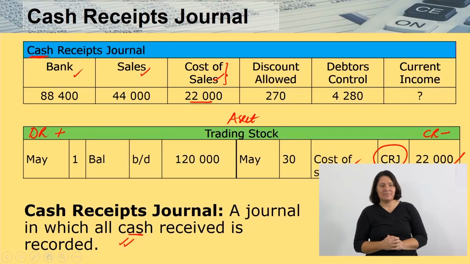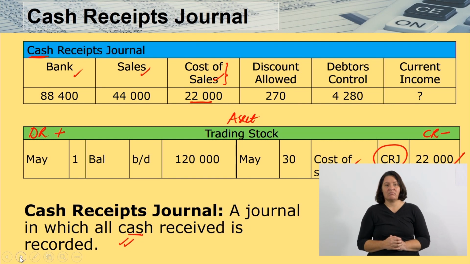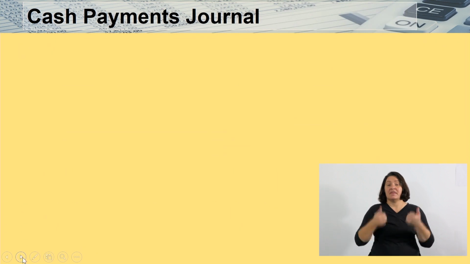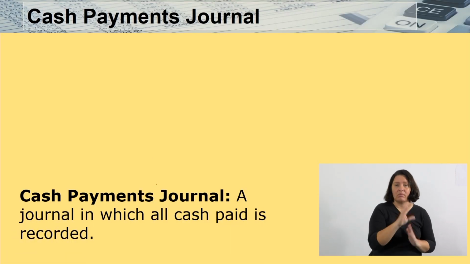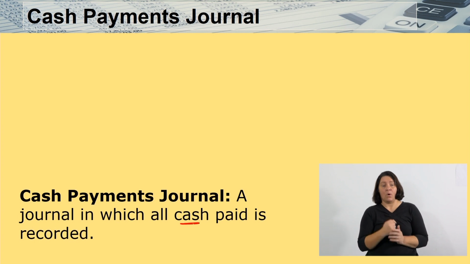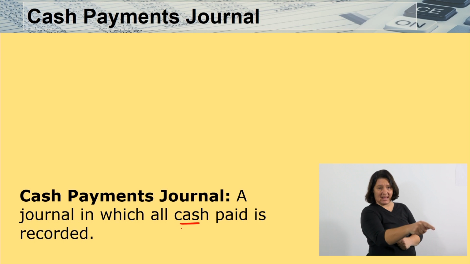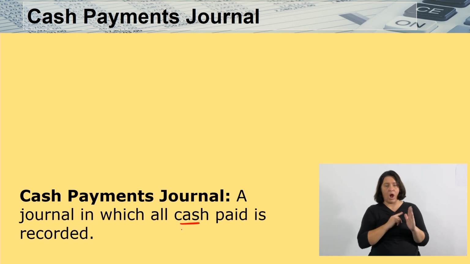Let us now go and look at another one. The next one becomes your cash payments journal. You have to understand what the cash payments journal is. What do we record in the cash payments journal? This is a journal in which we record all cash paid by the business. So when we pay cash, we record that in the CPJ.